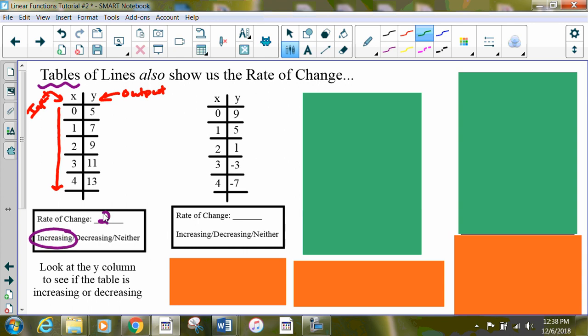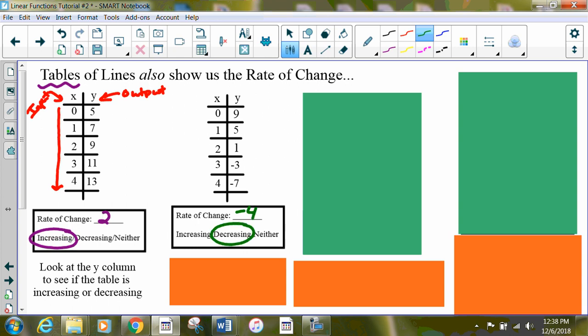Rate of change with tables: we look at the y column and see what is changing with the pattern, or what the pattern is as each number changes as we move down the y values. So we just said we're moving down by 4, and that's decreasing.